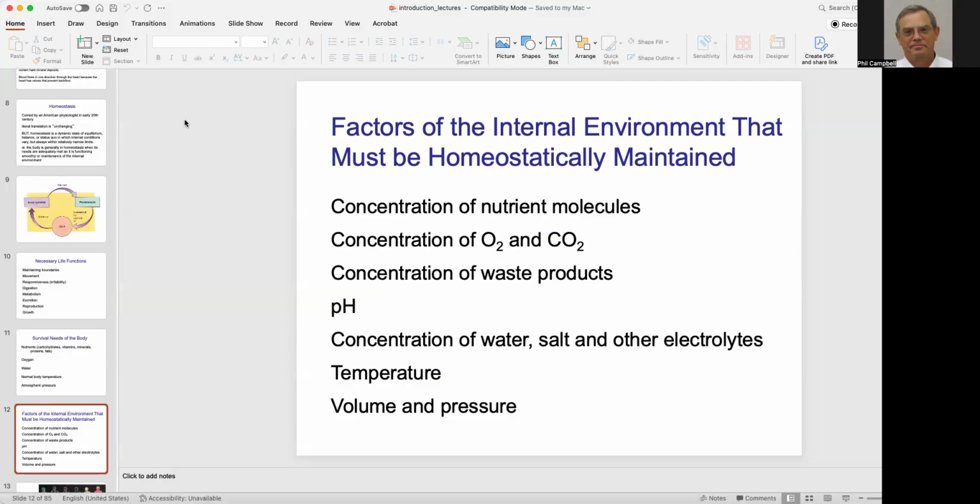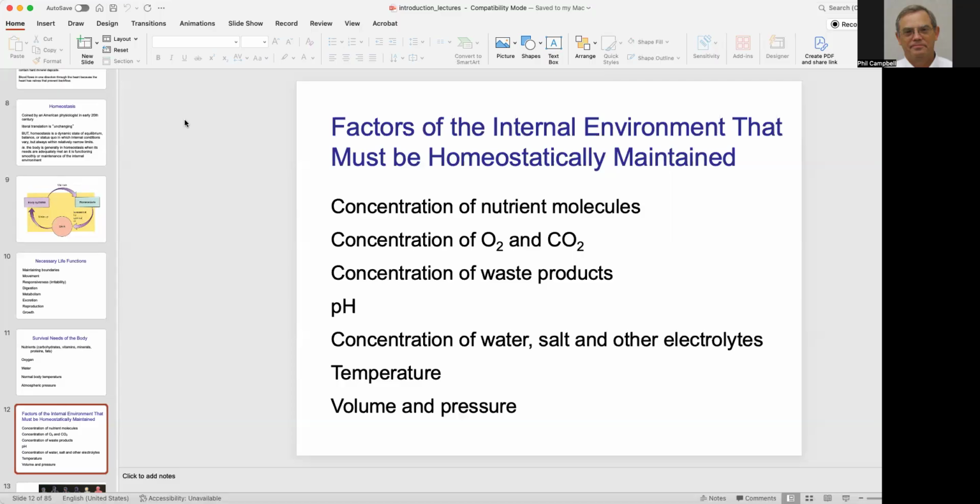Okay? Now, let's get toward the homeostatic part. What are the factors within the internal environment of your body that must be maintained? Concentration of nutrient molecules, fats, amino acids, etc. Concentration of O2 and CO2. They're critical, so we need to be measuring these variables, and we have to maintain these variables in order to maintain life processes. We have concentration of waste products, which is just as important.